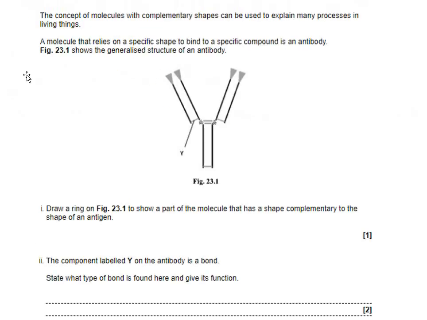Question 2. So we've got our Y-shaped glycoprotein. I'll let you have a read. So just sketch one perhaps. Really simple, we just have to do some lines. Draw a ring around the part which is complementary to the shape of the antigen. And then question 2. State what type of bond is found here and give its function. So what type of bonds do we have in these glycoproteins, and what is the function of them? Okay, pause the video.